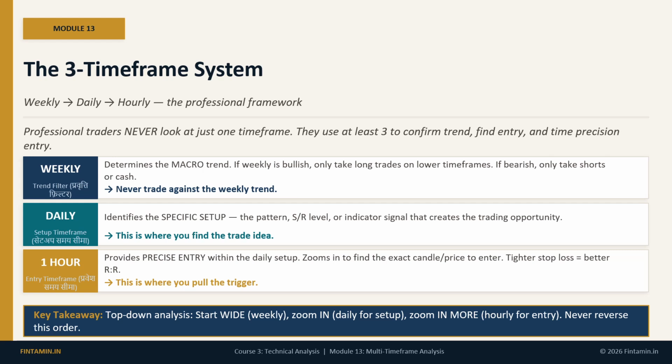The top-down approach. Start wide, zoom in, weekly for direction, daily for setup, hourly for entry. Never reverse this order. Never enter a trade based only on a 5-minute chart signal without checking what the daily and weekly say.